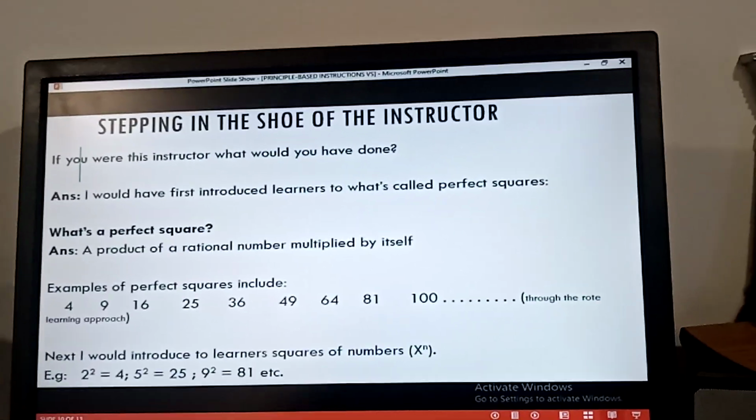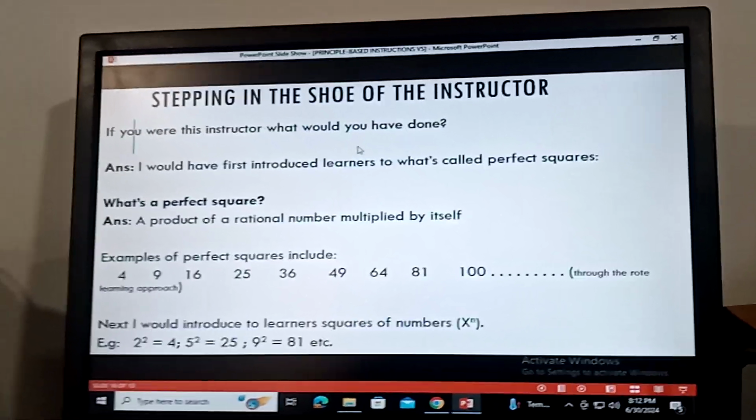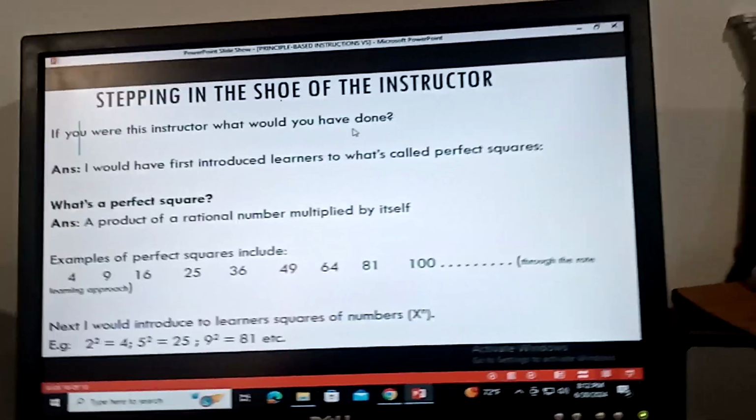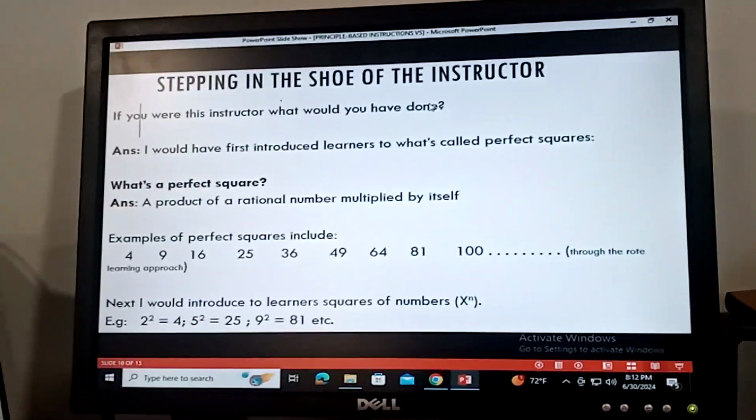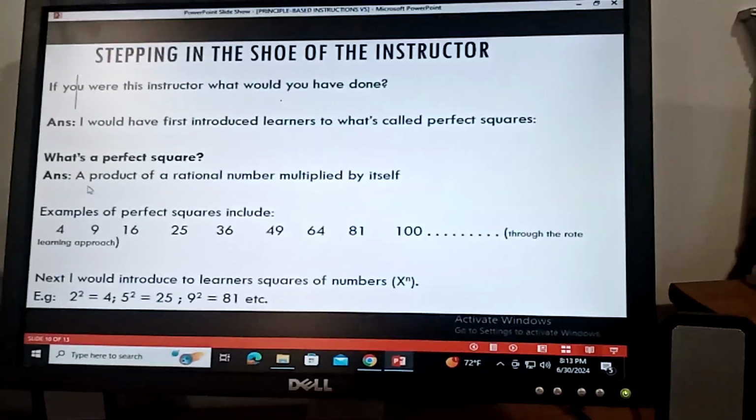Now, the question is stepping in the shoes of the instructor. If you were this instructor, what would you have done? Okay, I'm going to jump in.